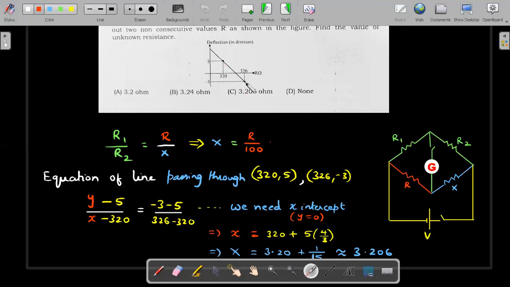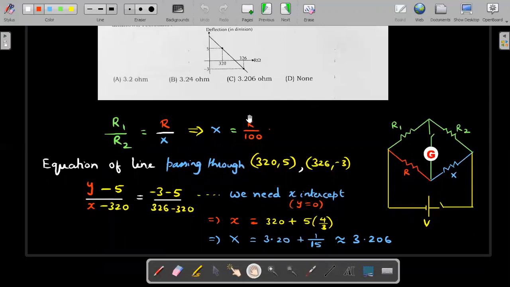which is 326 comma -3, I'll use the 2-point form, y minus y1 by x minus x1 equal to y2 minus y1 by x2 minus x1. We need x-intercept, right? Put y is equal to 0, substitute, get the value of x. X value comes out to be, this is small x, which is capital R, remember. I get this. Then to get capital X, I divide by 100. So that would be 3.20 plus 1 by 15, which approximately comes out to be 3.206. So the answer should be C. This is how he is able to estimate that value, even though he made a mistake in the experiment.